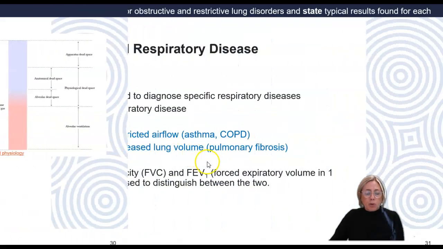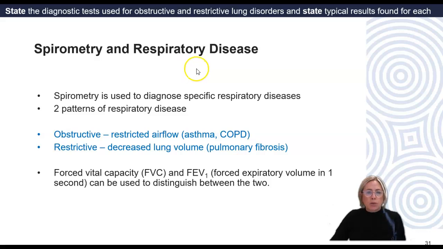Now, as I mentioned, spirometry can be used to diagnose respiratory disease, and there are 2 patterns of respiratory disease. These are obstructive and restrictive pulmonary disease. With obstructive disease, a person will have restricted airflow, okay? And that might be due to bronchoconstriction of the bronchioles or mucus accumulation due to inflammation. Common examples of this are asthma and also COPD, which is a combination of emphysema and chronic bronchitis.